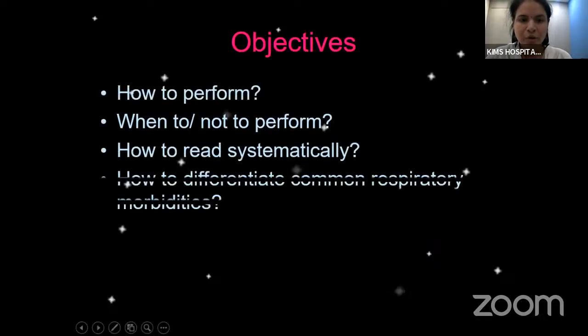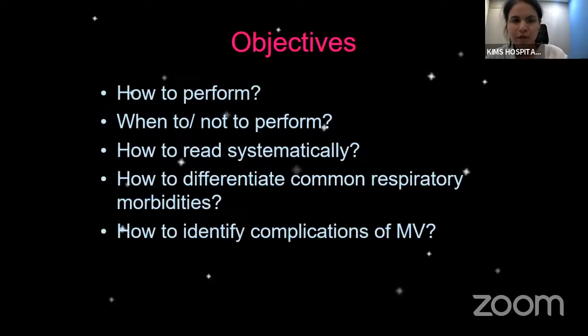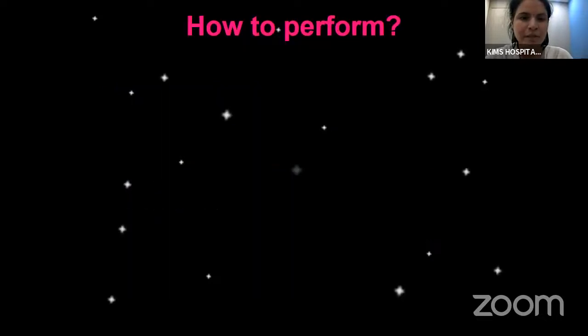So what are the objectives of the session today? We shall be discussing the few important clinical steps about how to perform an X-ray, when to perform, and more importantly, when not to perform X-rays, how to read X-rays systematically, and how to differentiate common respiratory morbidities based on the X-ray picture. We should also be discussing how to identify some complications related to mechanical ventilation.